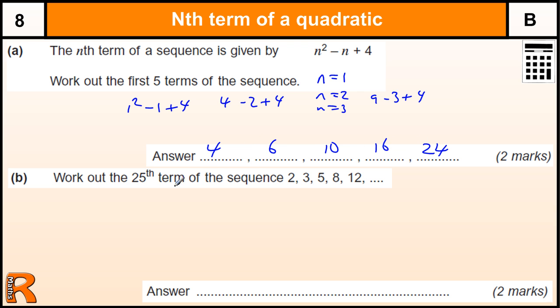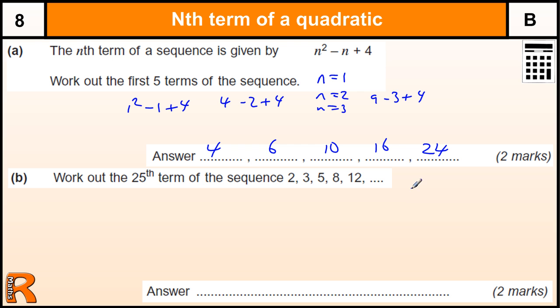Next part, work out the 25th term of this sequence. Now, this sequence is not an easy sequence, and it's a bit sneaky because it's actually linked to this one. These terms, if we see 2 times 2 is 4, 3 times 2 is 6, 2 times 5 is 10, and so on. This sequence is double this sequence. So if you find the 25th term of that sequence and then halve it, you'll get this one. That's the quick way of doing this, if you can spot that.